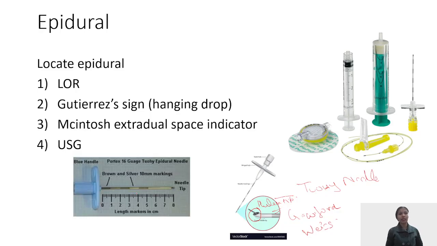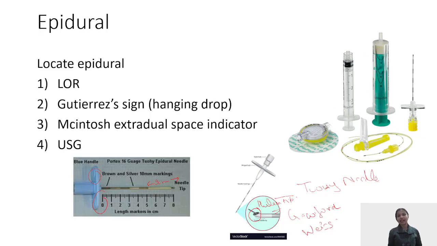This is the Toohey needle. It has markings, 1 centimeter marking, and this is the starting, the 3 centimeter marking. It has wings which are used to hold the needle properly, and this is your needle. This is your loss of resistance syringe. I told you epidural is a negative space, so the identification of the epidural space is done by the loss of resistance.